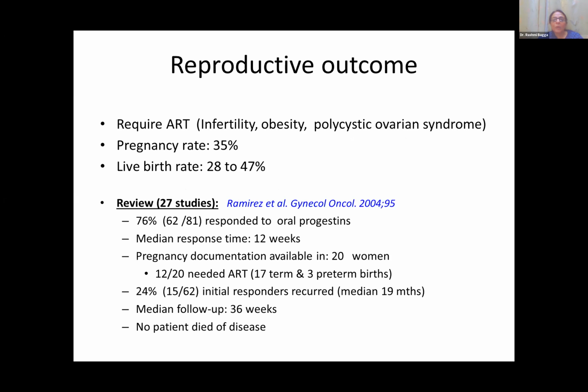The reproductive outcome in fertility sparing has been shown to have a pregnancy rate of about 35% in older data, which will be maybe better when newer data comes up, and a similar live birth rate, and a median response time of 12 weeks with pregnancy documentation available in 20 women in a large review. We also found that 24% of the initial responders recurred, and therefore a recurrence risk is also 1/4 of the initial responders, but no patient died of disease.